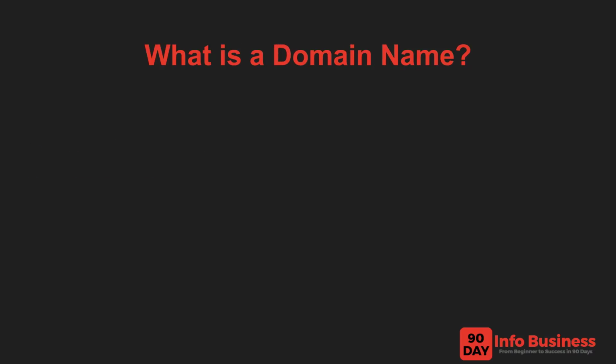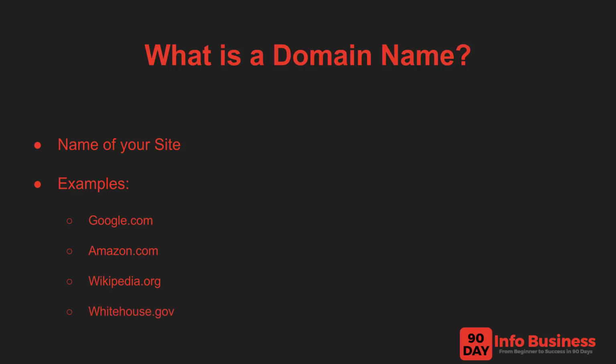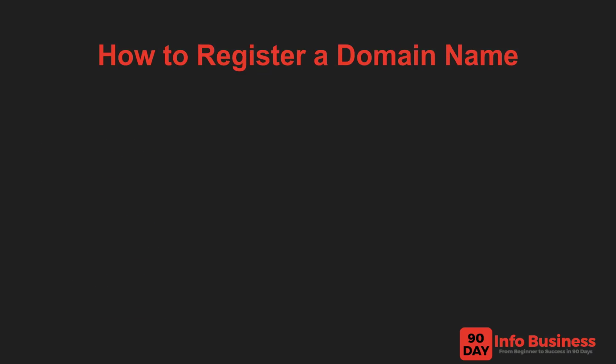So let's take a look at what is a domain name anyway. Well, a domain name is simply the name of your site. So as an example, some domain names that we are all familiar with are sites like google.com, amazon.com, wikipedia.org, whitehouse.gov, and mit.edu. Your domain name is just the text that users will type into their web browsers in order to reach your site.